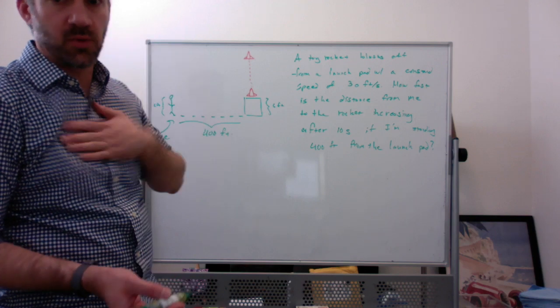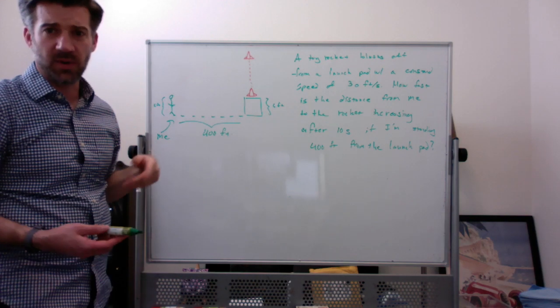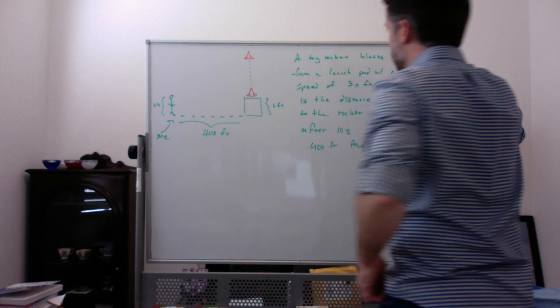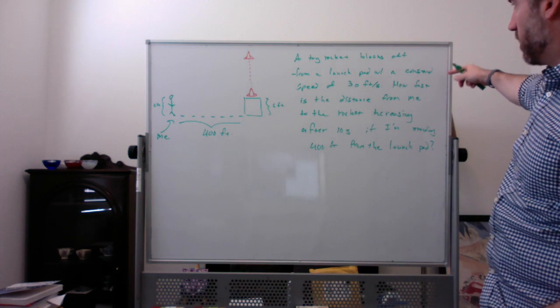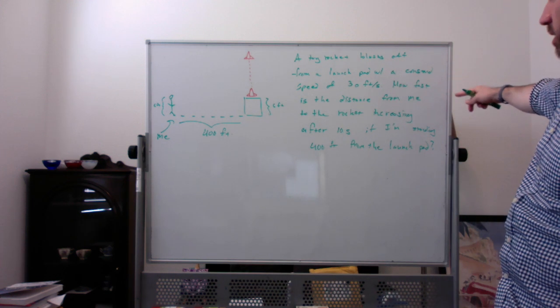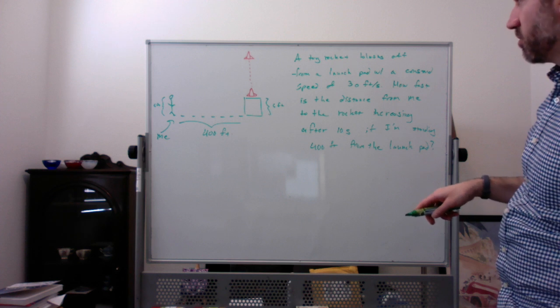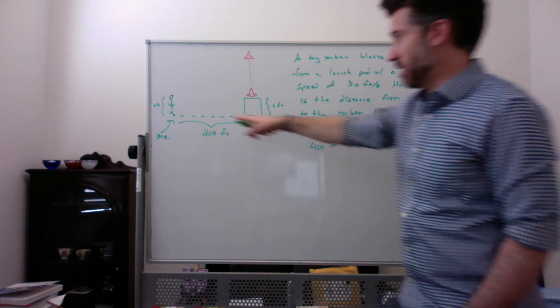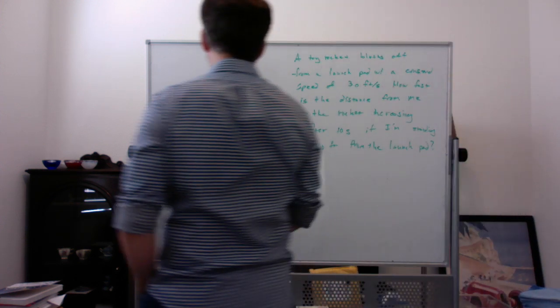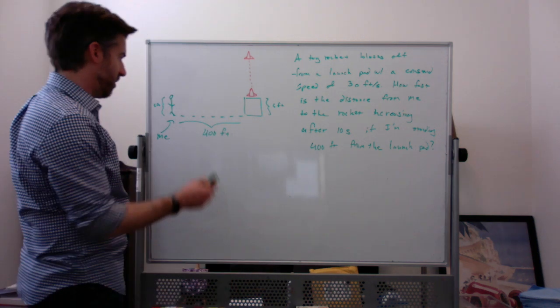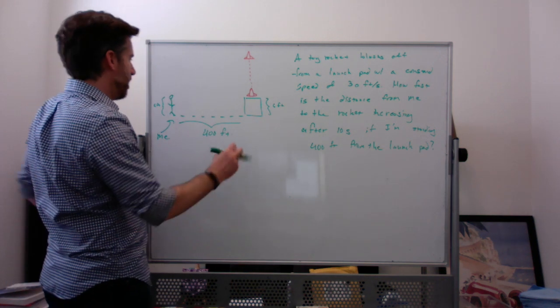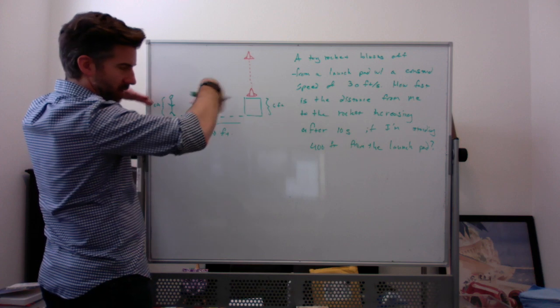There's another related rates problem. Hopefully you can read this, but I'll read it to you. A toy rocket blasts off from a launch pad with a constant speed of 30 feet per second. How fast is the distance from me, standing here, to the rocket increasing after 10 seconds if I'm standing 400 feet from the launch pad? And the launch pad and me are at the same height, so you don't have to worry about height difference.